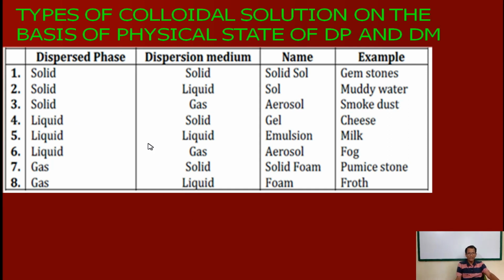So these are the classification of colloidal solution on the basis of the physical state of dispersed phase and dispersed medium, that is solid, liquid and gas. The dispersion medium is always in higher amount, and the dispersed phase is always in lower amount. Solid in solid means one solid is in higher amount, the other solid is less, that is called solid sol. Liquid in liquid means one liquid is in higher amount, another liquid is less, that is called emulsion. Like this, on the basis of the nature of the dispersed phase, colloidal solutions are of 8 types.